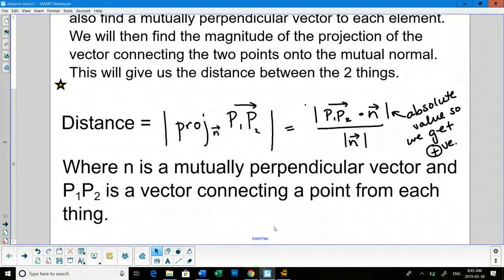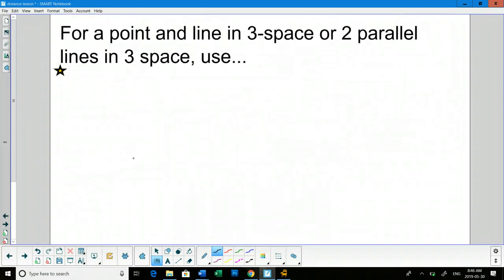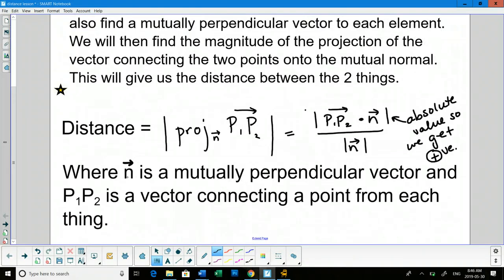Okay, so vector n, I actually edited this and I feel like it didn't save. Okay, well, hopefully everything's saved. n is going to be that mutually perpendicular vector that we talked about. And then our vector P1P2 is a vector connecting a point from each thing, so a point from each line, or a point from each plane, or a point on the plane, or whatever. Really, guys, this is just a review of how we find magnitudes of projections.